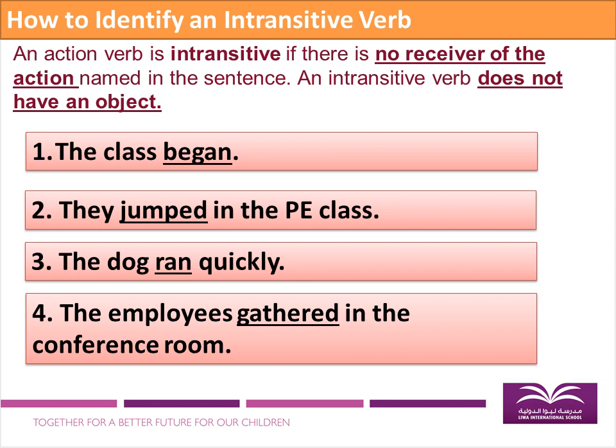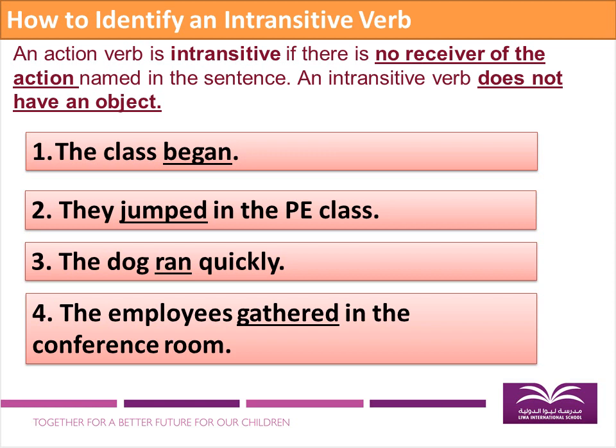Number 3. The dog ran quickly. What is our verb here? Ran. And this verb is an intransitive verb. Why? Because there is no object. There is no receiver of the action. Number 4. The employees gathered in the conference room. What is our verb here? Gathered. And what is this? It is an intransitive verb.